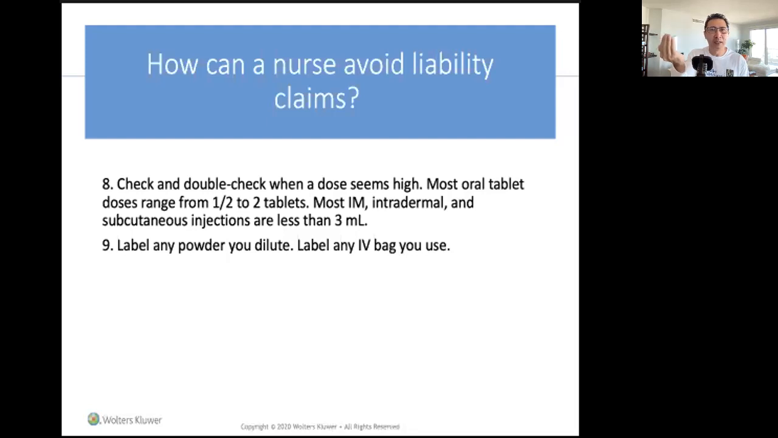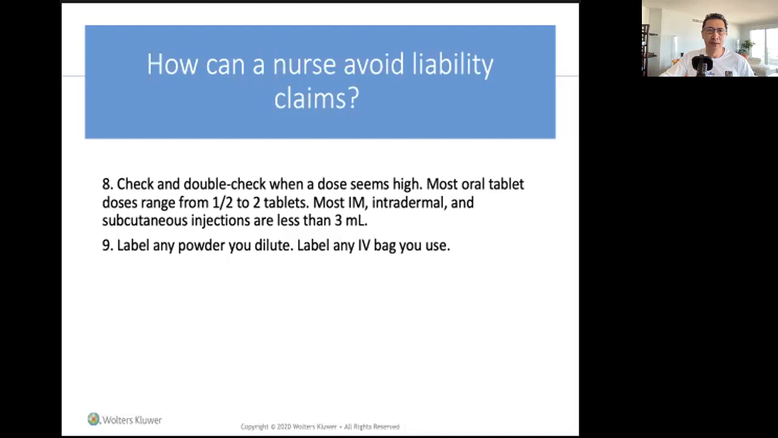These are typically 1 pill per day. So I'm going to take a step back and reevaluate. Maybe somebody did the math wrong. Maybe somebody put the order in wrong. Come back, reevaluate. Number 9, label any powder you dilute and any IV bag you use.